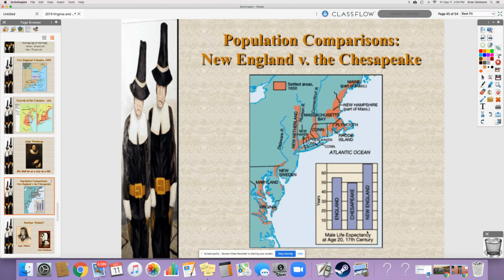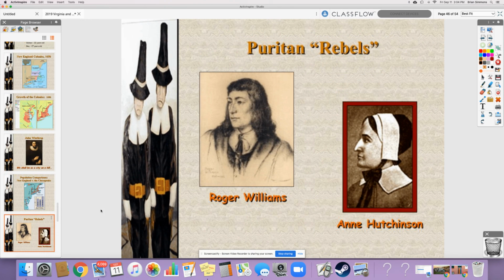The life expectancy in New England is even higher than it is in England, and certainly higher than it is in the Chesapeake. Not everyone is incredibly happy with the way of life in Massachusetts, and there are two great examples of dissenters, Roger Williams being the first, and then Anne Hutchinson.